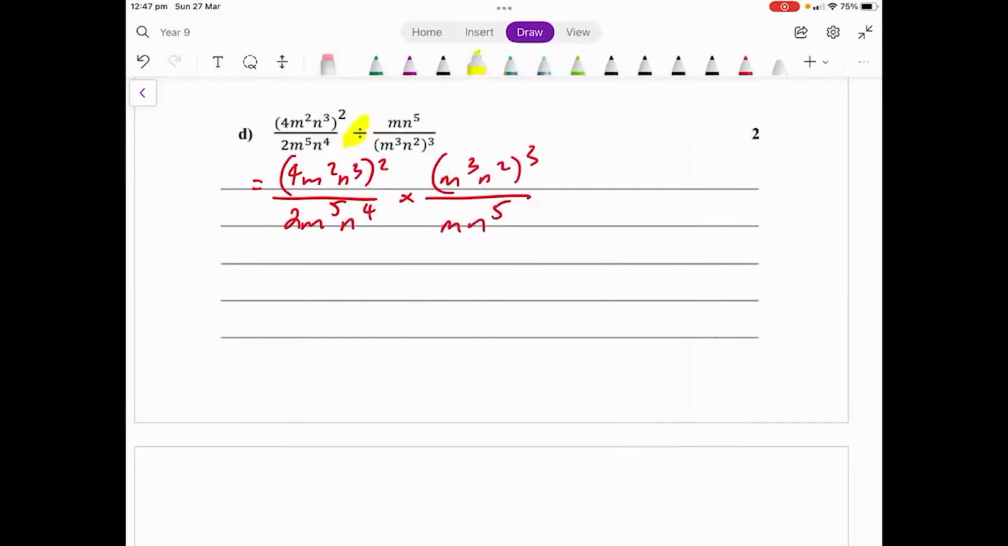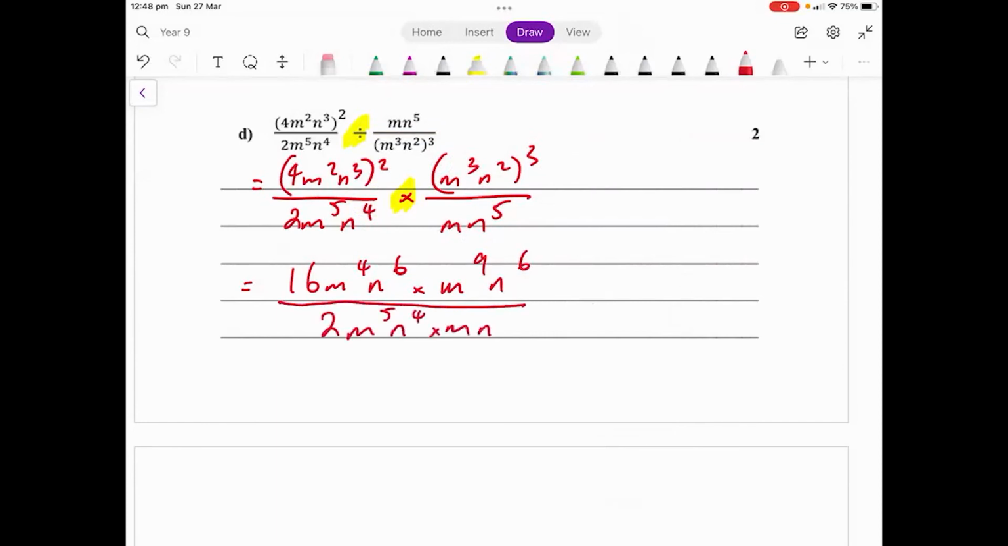On the right hand side, we have 3 times 3 for m, and it becomes m to the power of 9, and 2 times 3 for n, and it becomes n to the power of 6. We can leave the denominator the same. Now we're going to clean up the powers of the coefficients. So 4 plus 9 for the powers of m becomes m to the power of 13.